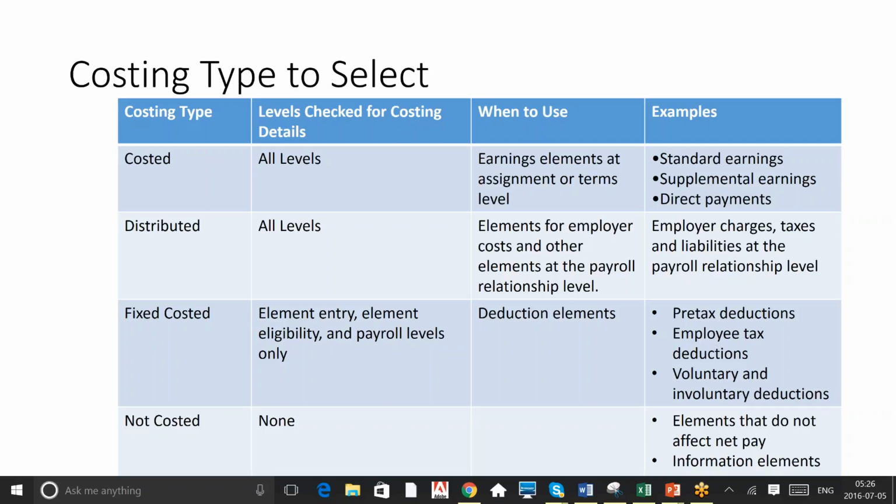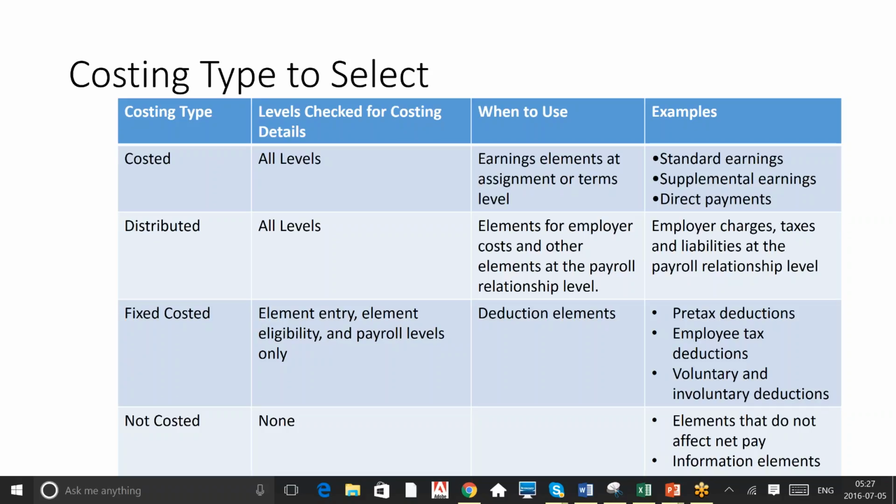For fixed costed, the organization level or the department level is skipped. It goes to element entry, then element eligibility, and then payroll directly. So there's a difference between the costed and the fixed costed. We majorly use these two costing types, and then of course there is a last costing type that is not costed. Some of the elements we don't need to cost.